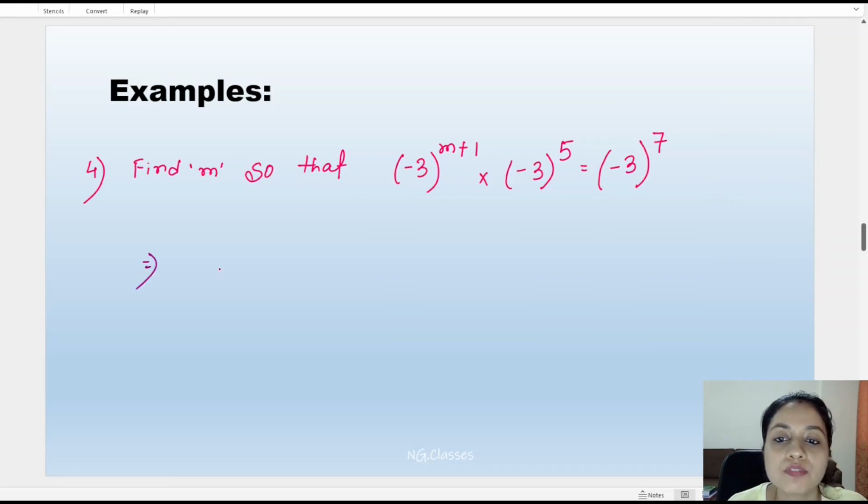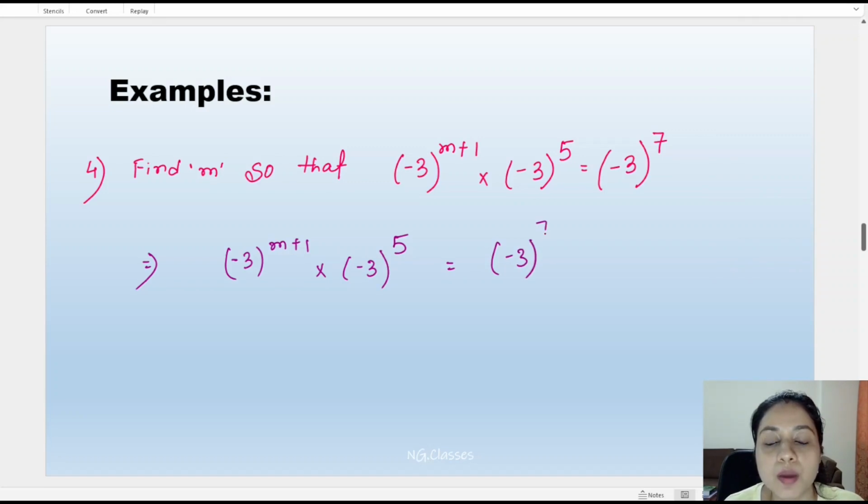So let's write the given equation: (-3)^(m+1) times (-3)^5 is equal to (-3)^7. Here we will focus on the left hand side of the equation and we will solve the left hand side at first.